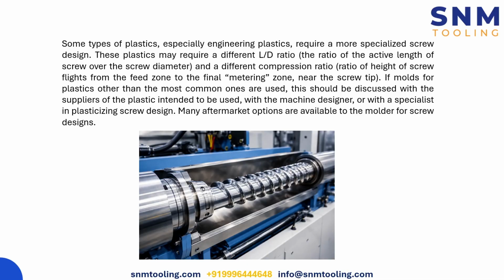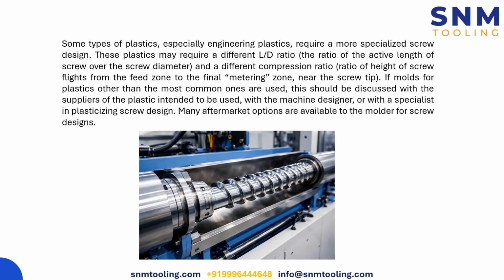And for engineering plastics, which have high mixing needs with high mixing speeds, the L to D ratio is generally more than 24 to 1. So all in all, a higher L to D ratio would certainly mean better melting and homogeneity. But if it's too high, that would mean high heat generation that could lead to material degradation. So a balance needs to be sought.